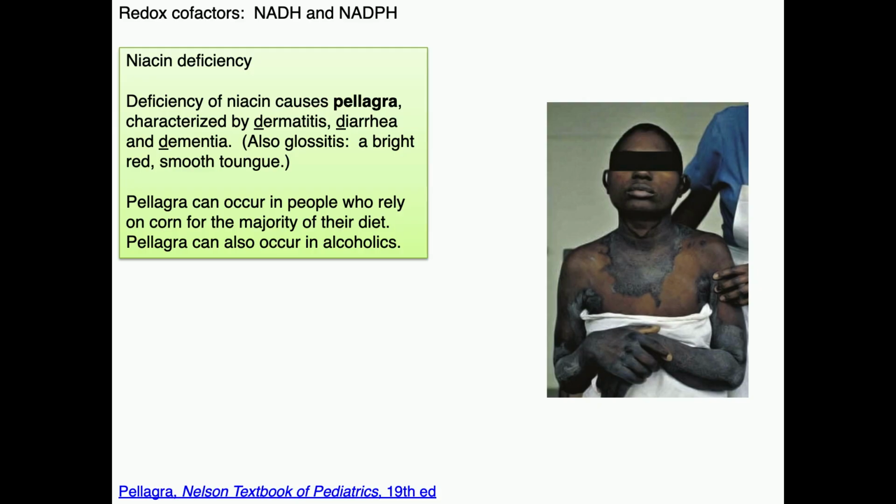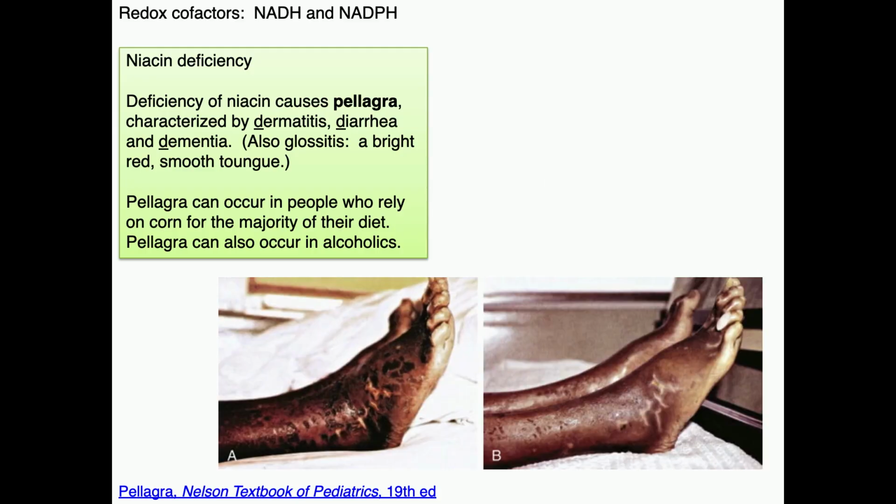It can be corrected if the cause is a nutritional deficiency. You can replace niacin, give someone oral niacin supplements, and shown here, this is before treatment, and then after treatment, the dermatitis can largely resolve.